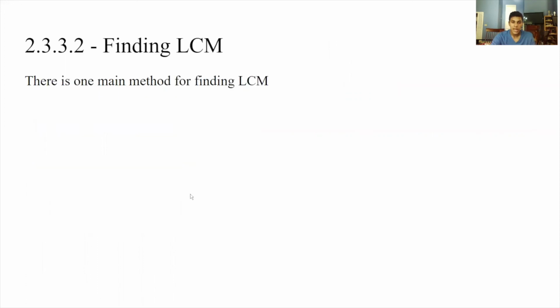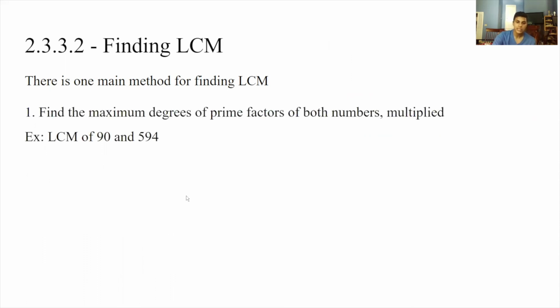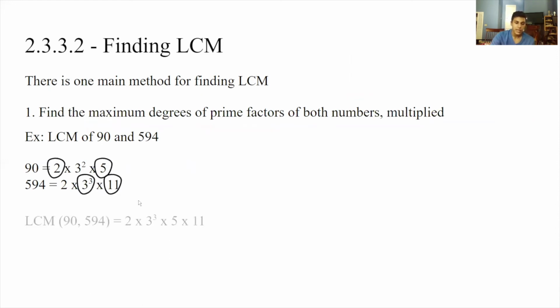And then we talked about how to find the LCM of any two numbers, and there's only one method for this, and it goes like this. You need to find the maximum degrees of the prime factors of both of the numbers multiplied. So we used 90 and 594 as an example to explain it. The first step is to find the prime factorization of both numbers. The second step is to find the maximum degrees of the prime factors that show up in either of the numbers' prime factorizations. So we circled them like this, where it is 2, 3 to the 3, 5, and 11. And then you just have to multiply those out to get your LCM, which in this case is 2,970.